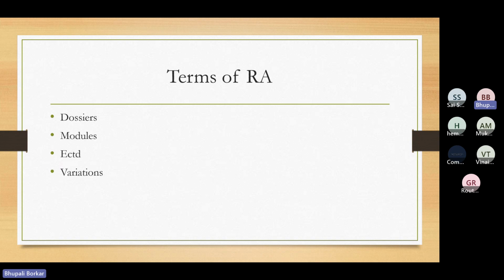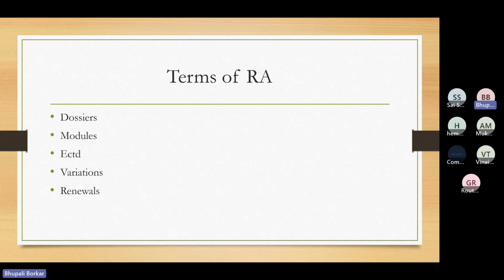Now these changes are classified into different types. In Europe, we have Type 1A, Type 1B, and Type 2, which are minor and major. Then in the USA, you have PAS, CBE-30. These are different types of changes which are classified differently in different regions. And in growth markets, mostly they are based on the European guidelines only. So depending on a particular country or region, they ask for the documents.